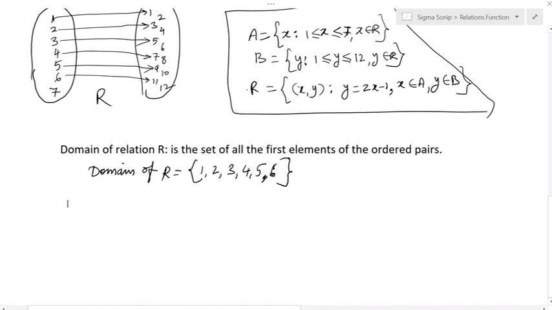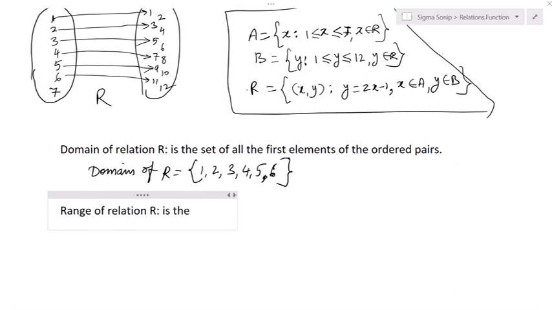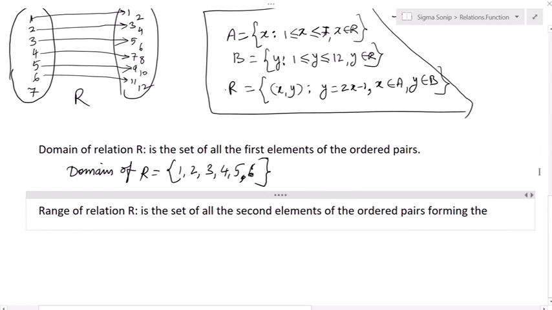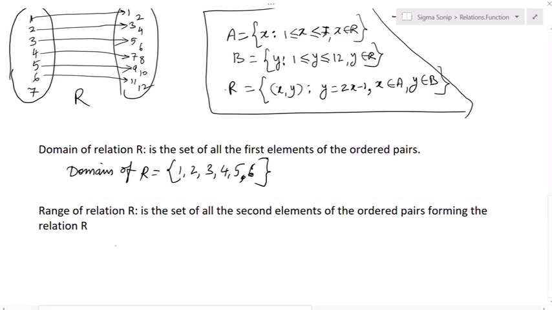The next definition is the range of relation R. Let me again type it up. The range of relation R is the set of all the second elements of the ordered pairs forming the relation R. Again, the second elements only, so I can write the range of this relation here. The range of R is equal to 1, 3, 5, 7, 9, and 11.